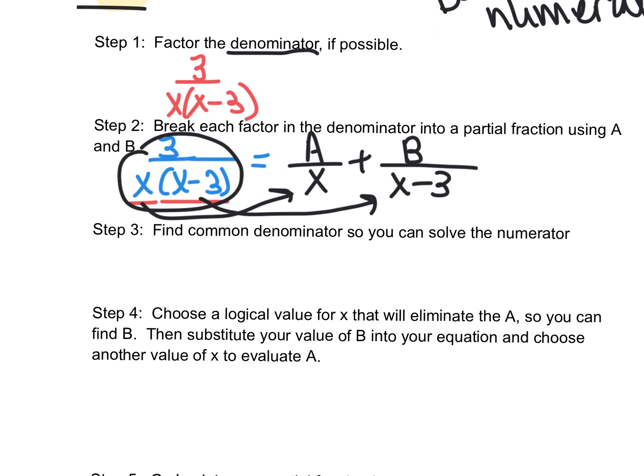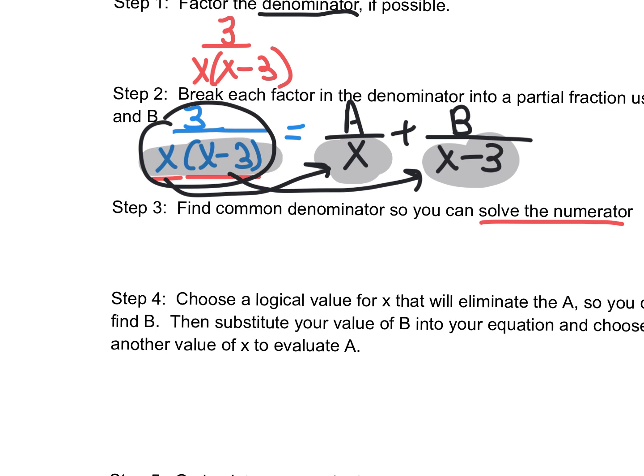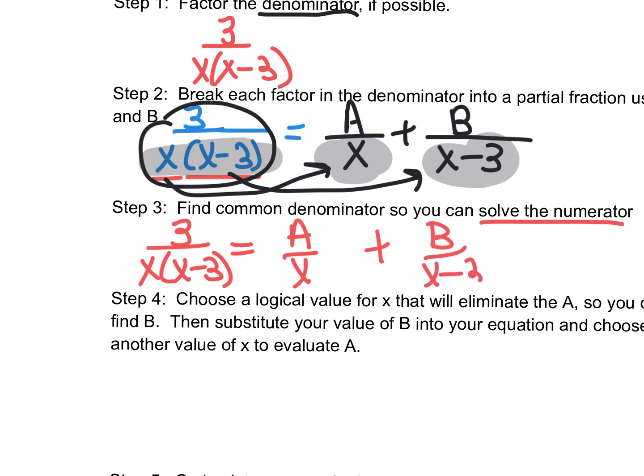Step 3, we are going to find the common denominator. We want all 3 of our denominators to be the same, because if you have all 3 of your denominators the same, that means you can just solve the numerator. So we are just going to rewrite this here. We have 3 over x times x minus 3, and then we have a over x plus b over x minus 3.